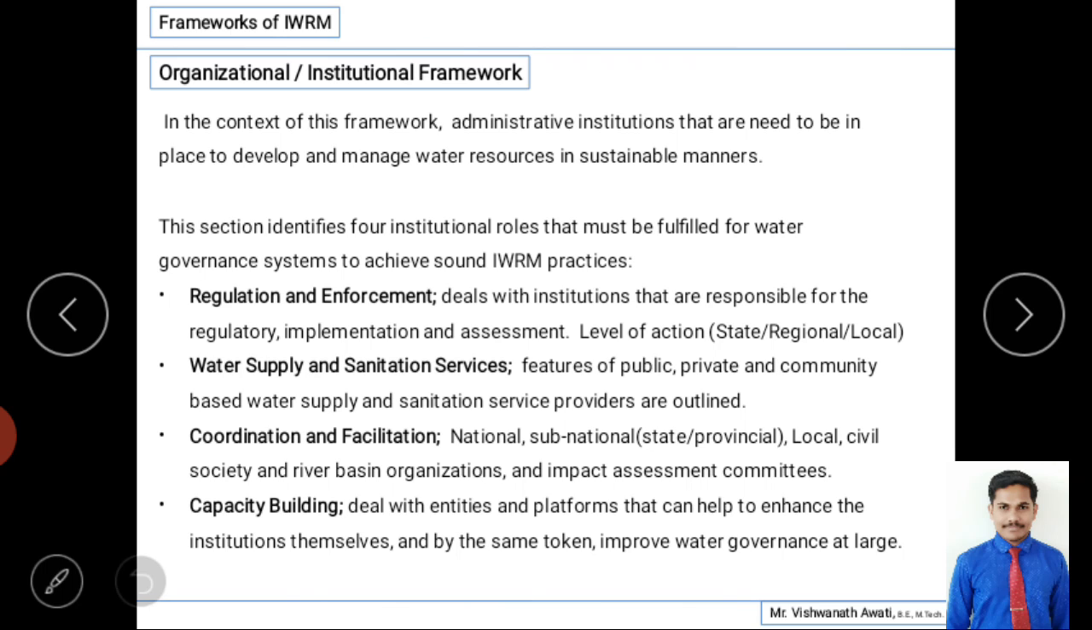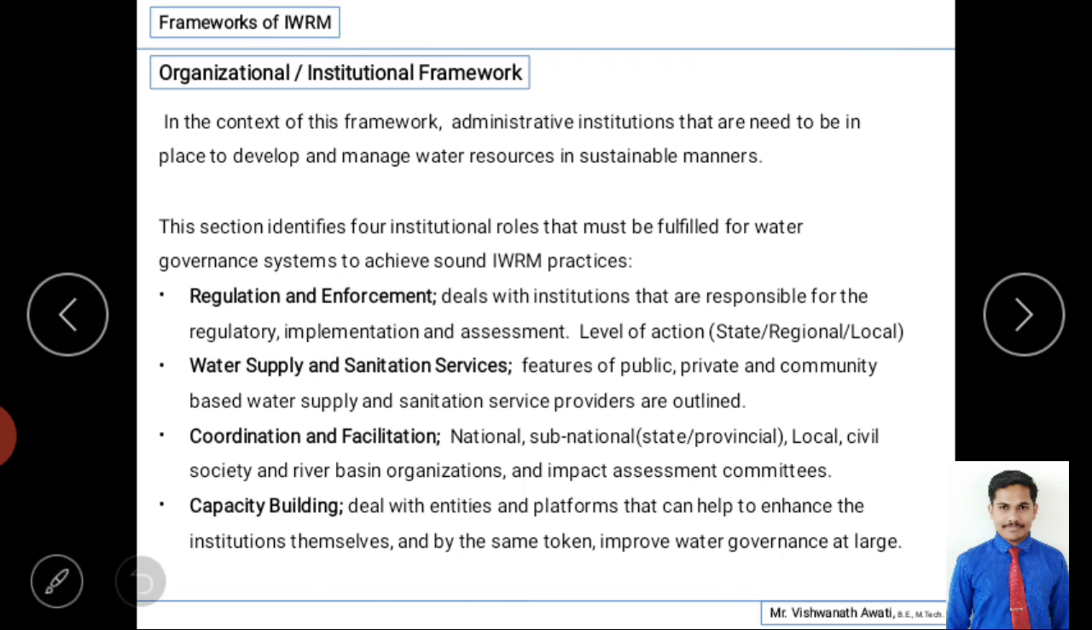Next is coordination and facilitation. National, subnational, state, provincial, local, civil society, river basin organizations, and impact assessment committees. So we have different institutes, as I told: national level institutes, state level institutes, local level institutes like a village panchayat or a village organization, and some civil societies, for example some assessment committees. We have different kinds of institutes. But you can manage properly only when you have coordination among the different organizations.